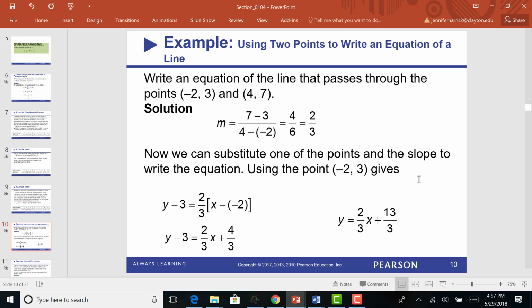Alrighty, so questions about the previous slide? You said there's 3 types? Yes, we have not done the third type. So first type, you're given a point and a slope. Second type, you're given at least 2 points. The third type, you're going to be given a point and an equation. We haven't gotten to it yet, but that's what's coming.